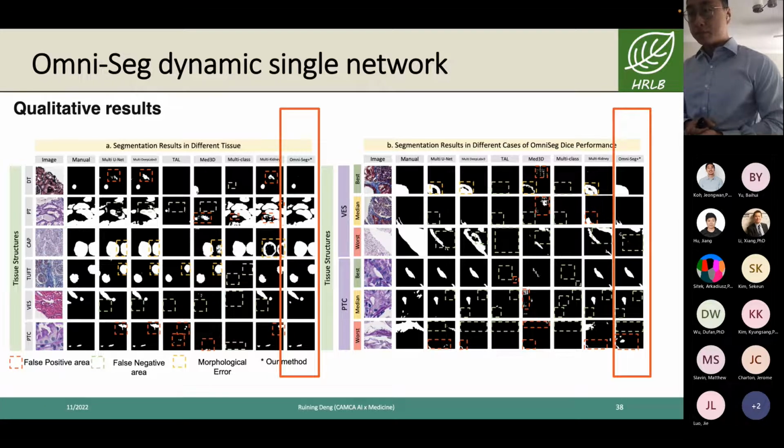Is this something like an automatic measure, or is it manual? For the left side, I think we chose several tissue types randomly. And on the right side, we chose the best cases, median cases, and worst cases to show the general performance for the qualitative result. Those best, median, and worst are directly selected by the Dice score. Then is it automatically diagnosed as morphological error? For those selections, we didn't do automatic diagnosis. We just used human examination to evaluate those errors. I see. Thank you. Thanks.